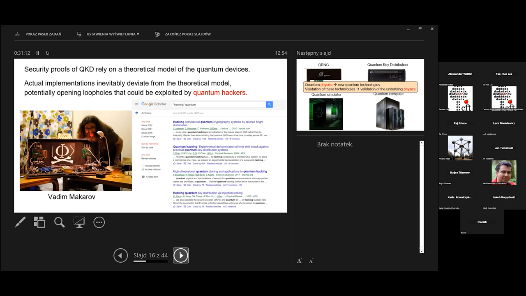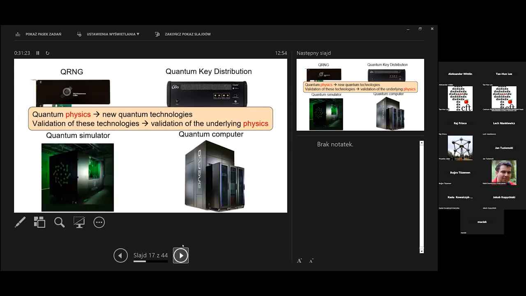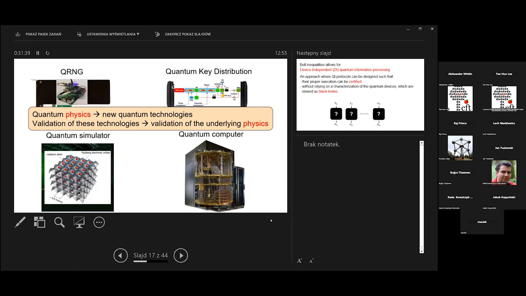And if you type "quantum hacking" on Google Scholar, you'll see that every year people find new loopholes in existing QKD systems. So this is really a big weakness of QKD. Okay, so in summary, quantum physics gives us new ways to build quantum technologies, but verifying that this technology works as expected requires looking at the underlying physics. And often this is not very practical or easy to do, especially as some systems are very noisy and more and more complex.